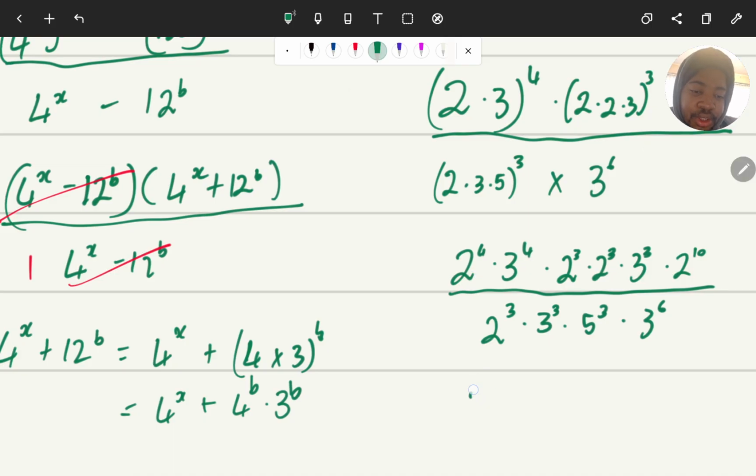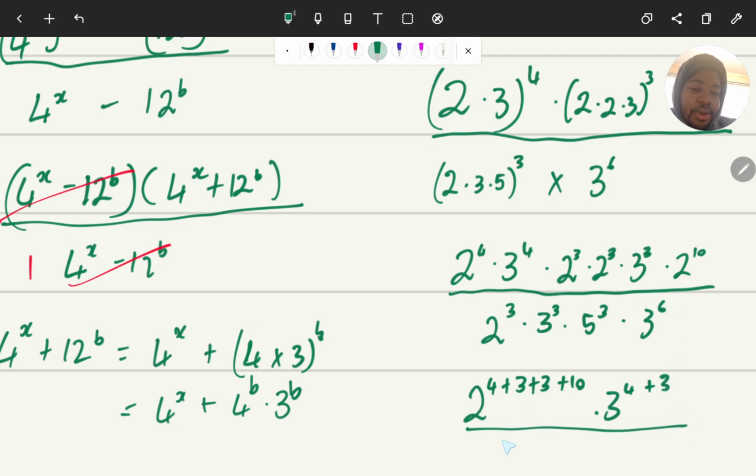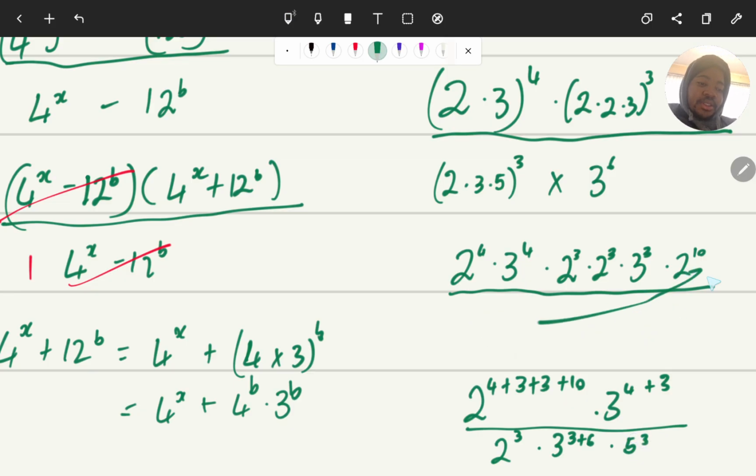So now it's gonna be 2 to the power of 4 plus 3 plus 3 plus 10, multiplied by 3 to the power of 4 plus 4 plus 3, divided by 2 to the power of 3 times 3 to the power of 3 plus 6 times 5 to the power of 3.